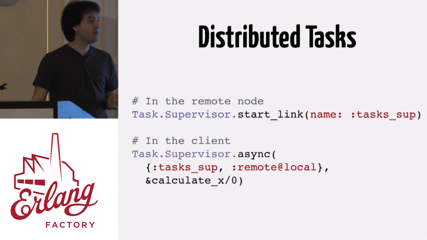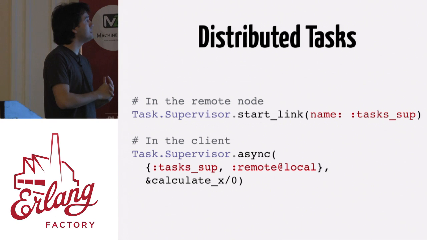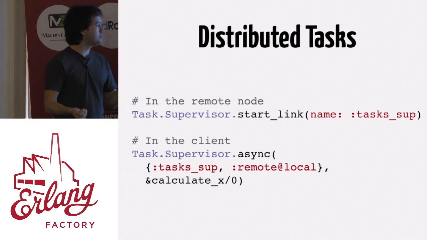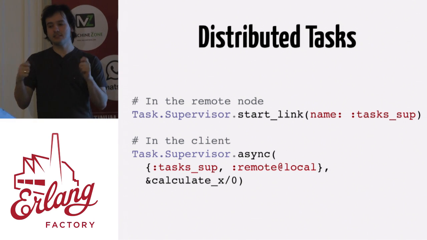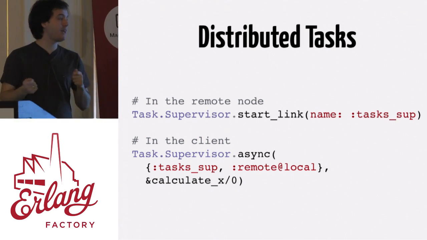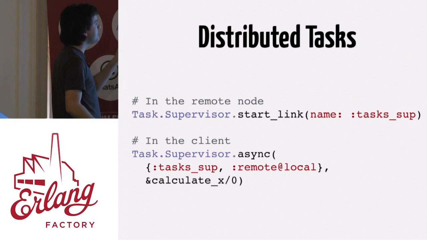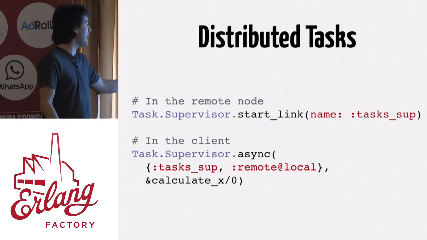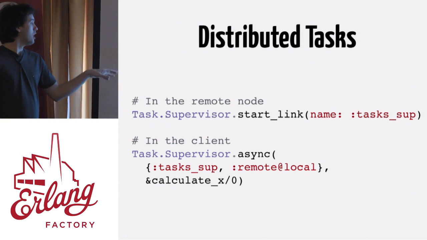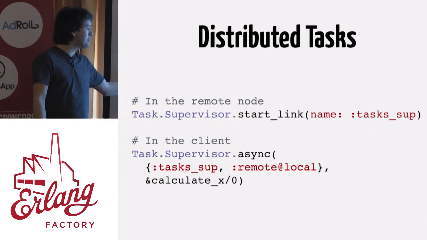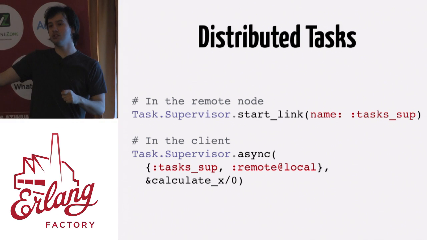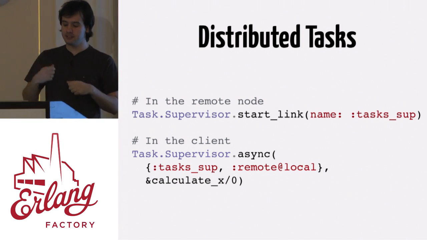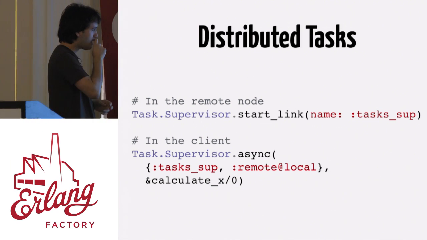Another pattern that came once we started to work more and more with tasks is distributed tasks. So we ship with a task supervisor, and you can start this task supervisor anywhere you want in your application. So you say Task.Supervisor.start_link and give it a name. And then from another node, I can say Task.Supervisor.async and ask that task to be executed in the other node. And then I can read the result later. I can also just spawn simple tasks in other nodes and so on.